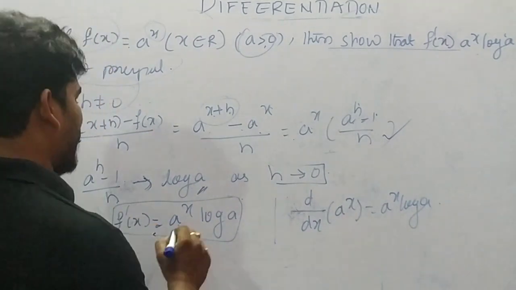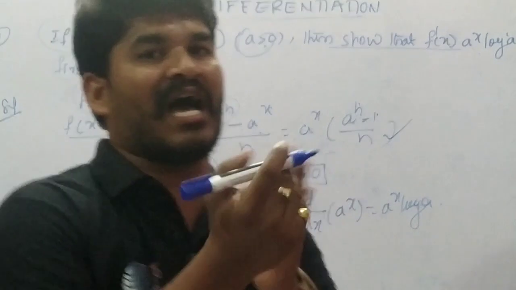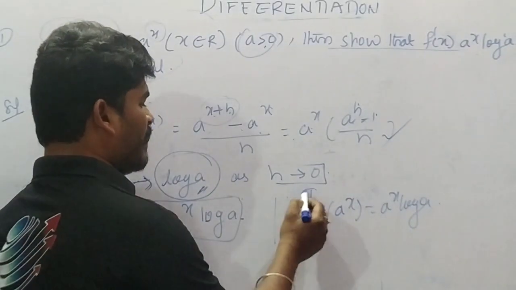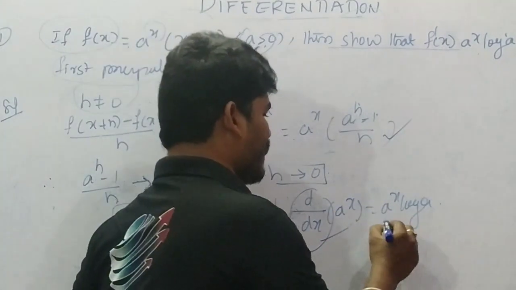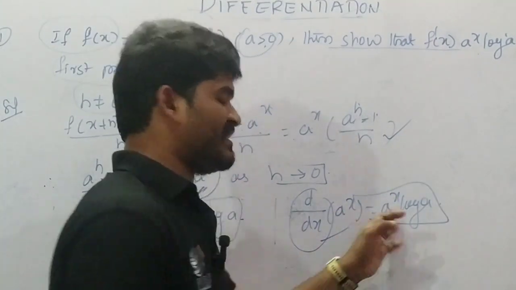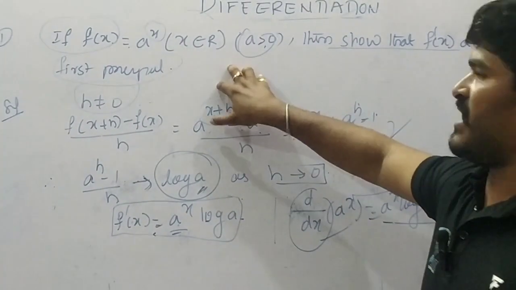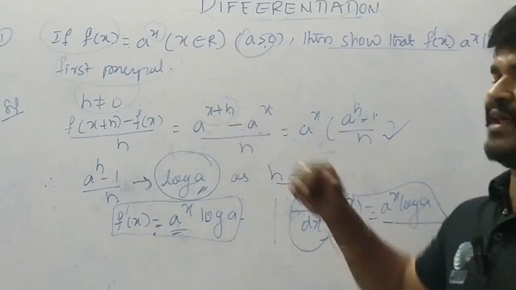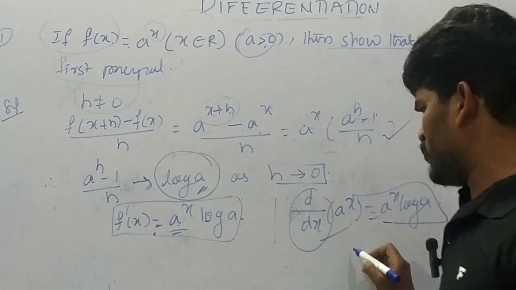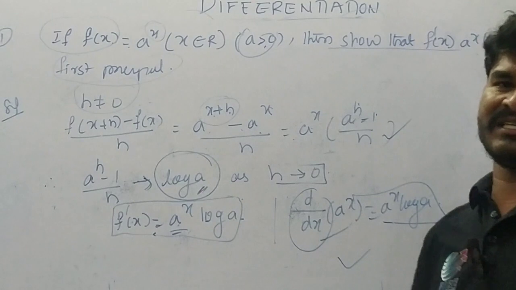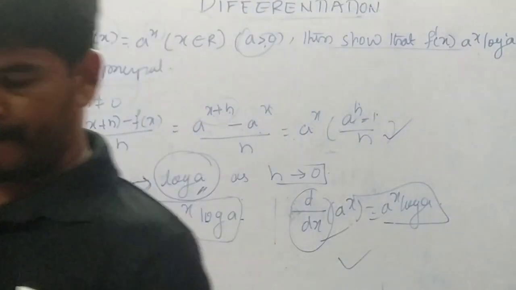Here log a is multiplied with a to the power x. Therefore, we apply d by dx of a to the power x equals a to the power x log a. This is the condition: given x belongs to R, f of x equals a to the power x, a greater than 0. So d by dx of a to the power x equals a to the power x log a.